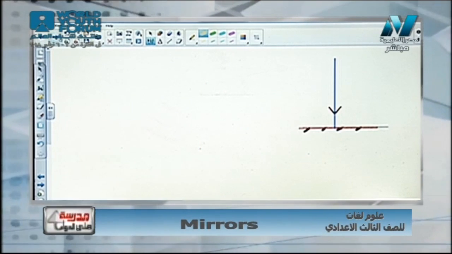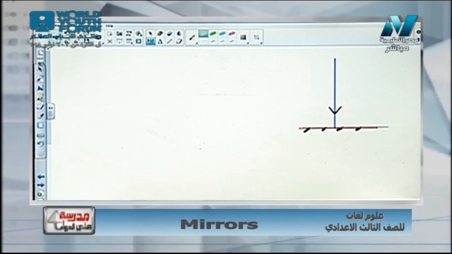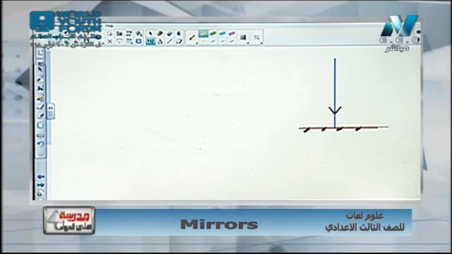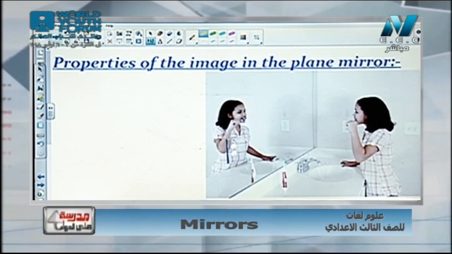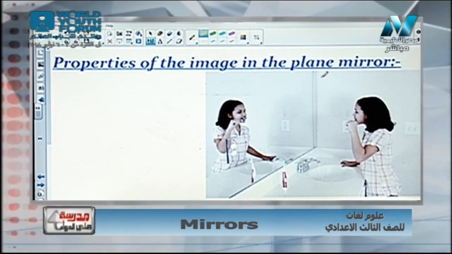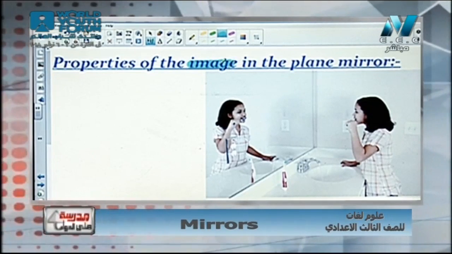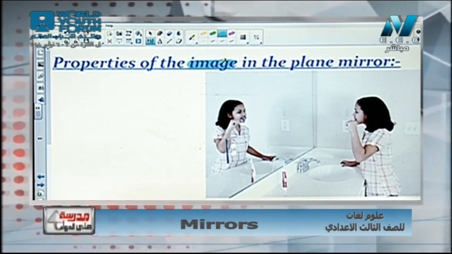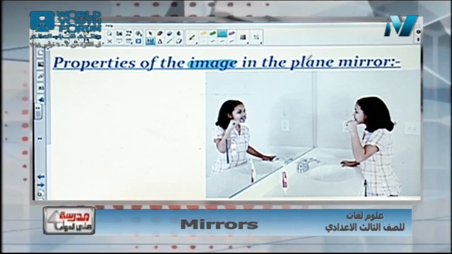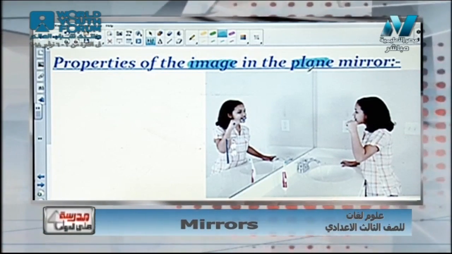This is the figure we just illustrated, the behavior of light when the light ray falls perpendicular on the reflecting surface. Here we have the properties of the image in the plane mirror. We talk about what? The properties of the image, on the plane mirror, the ordinary mirror at your home.